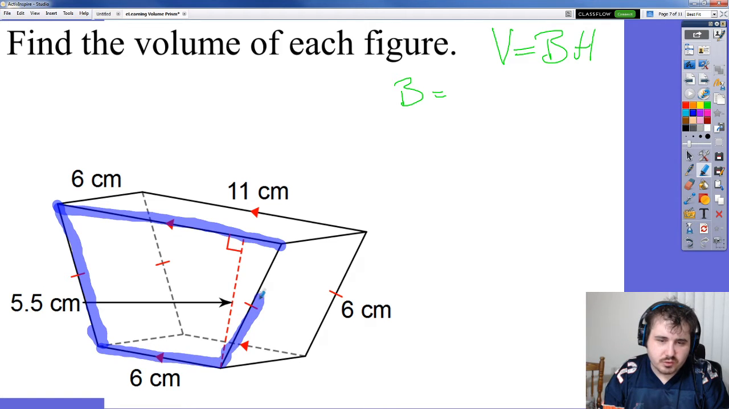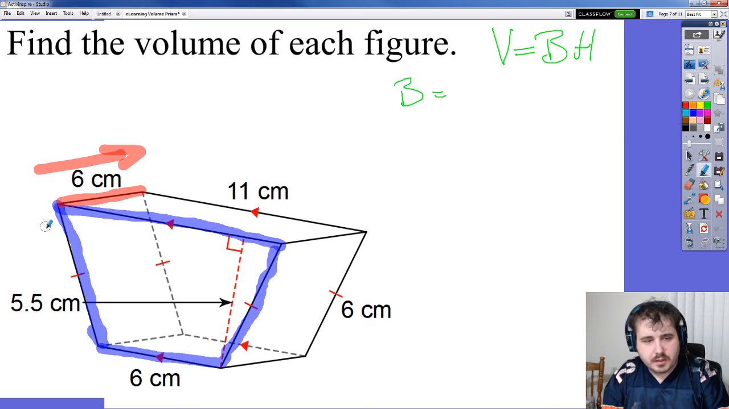And notice here we've got a trapezoid. This is our base. And since this is our base, our height is going to be the edge that's not there, this edge right here, right? The one that's going across the prism. Here's the base, here's the height of the prism. So now let's just work on this face.